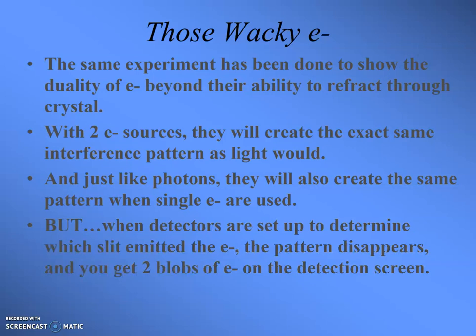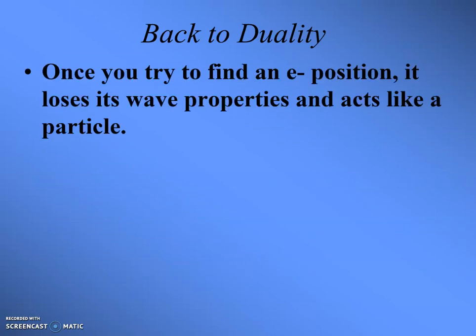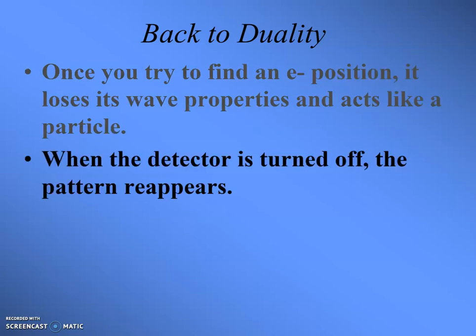Really, really strange. So let's go back to duality. Once you try and find an electron's position, it loses its wave properties and acts like a particle. That's why you get two blobs. When the detector is turned off, the pattern will reappear. So you go back and forth, it's really strange.